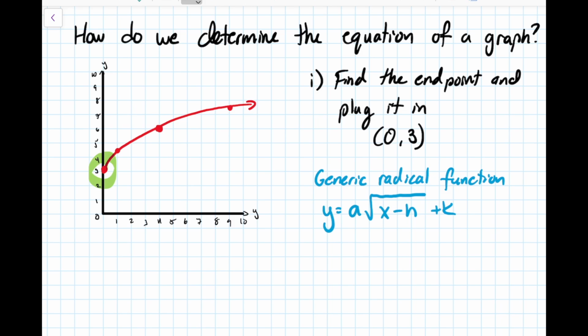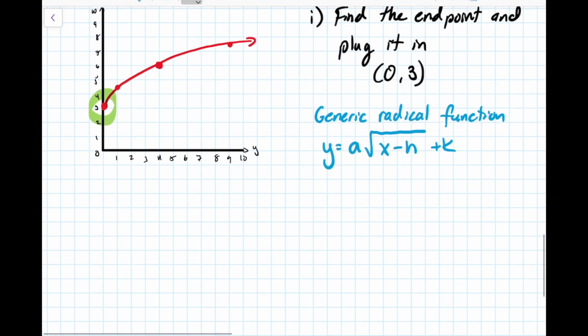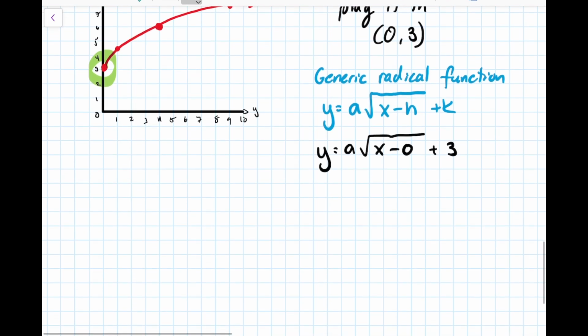So if our endpoint is at 0, 3, we're going to plug that in. And so we're going to have y equals a times x. And then so our x value here is just 0. So x minus 0. And then our y value is 3. And so I can do x minus 0 and just get x. This is y equals a root x plus 3. Great. And so now all we need is to figure out that a value.